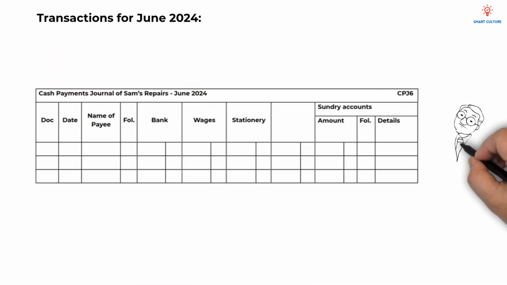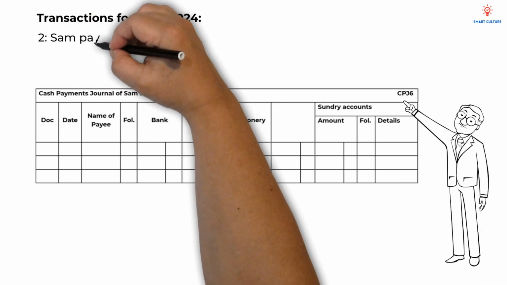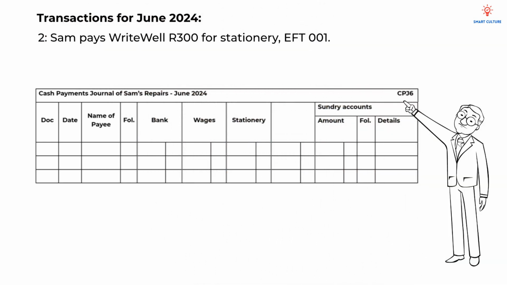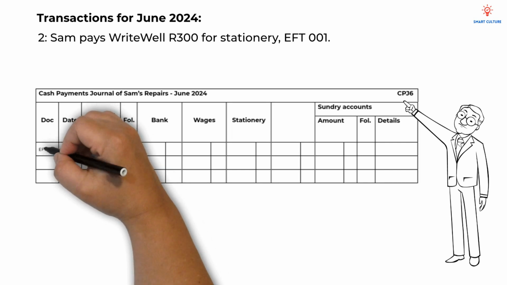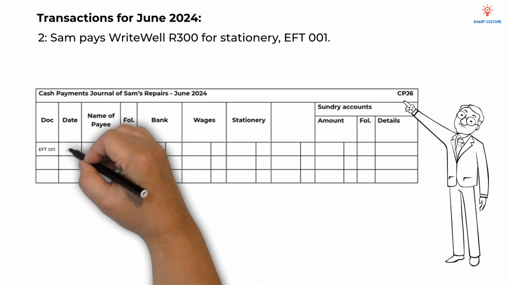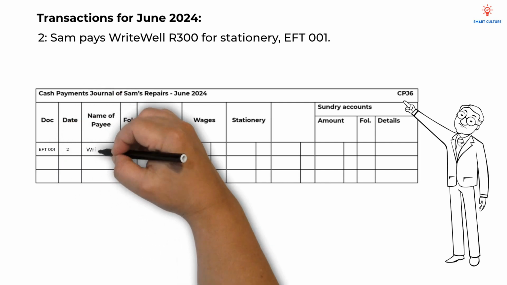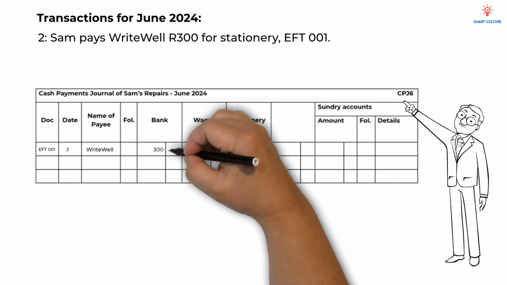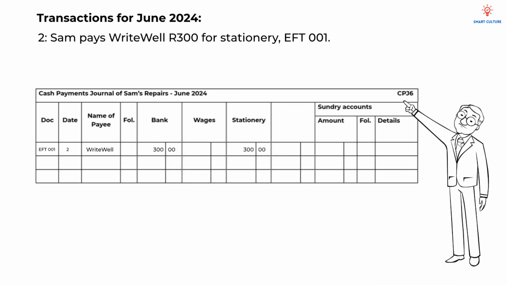The first payment is on the 2nd of June. He pays Rightwell R300 for stationery using EFT 001. In the documents column, we write EFT 001. Date, the 2nd. Name of payee is Rightwell. In the bank column, R300. And in the stationery column, R300.